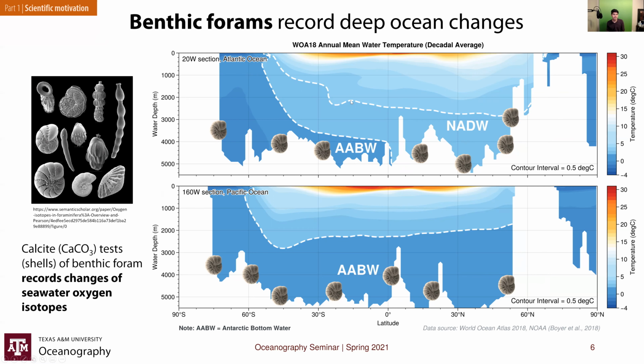So for example, if you're looking at these top panels, it's a cross section of the Atlantic Ocean. You have this North Atlantic deep water formed in the North Atlantic, and you have these colder, denser deep water masses formed at the Southern Ocean, which is the Antarctic bottom water.